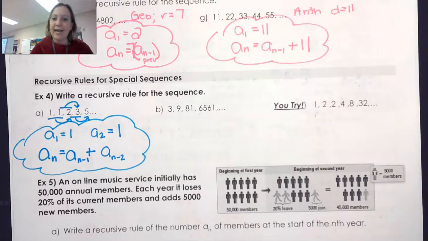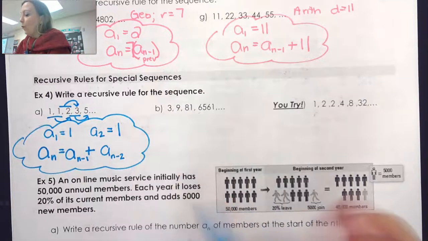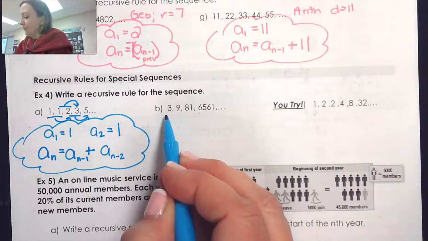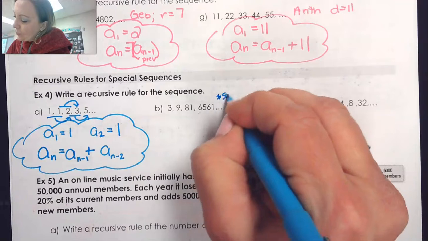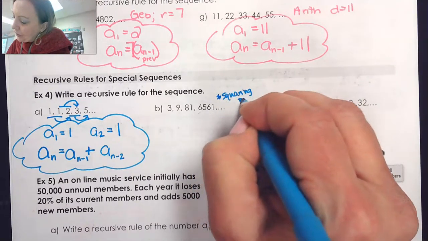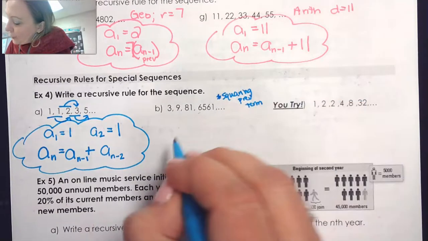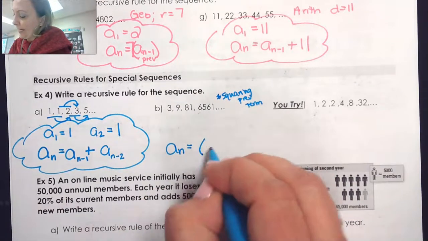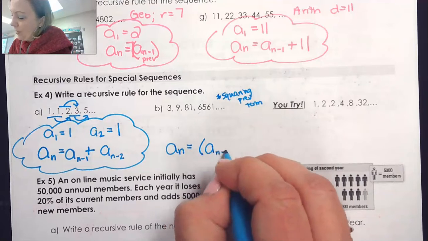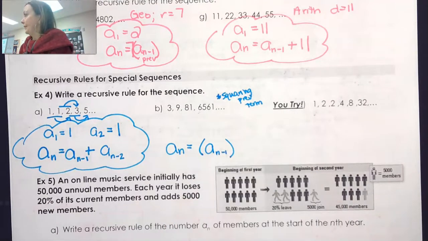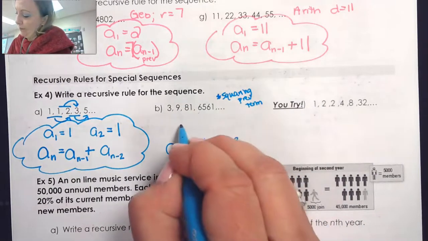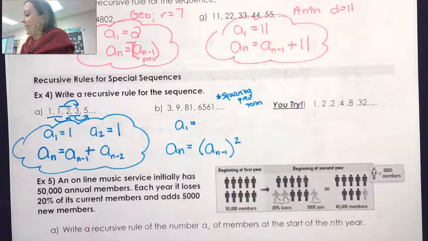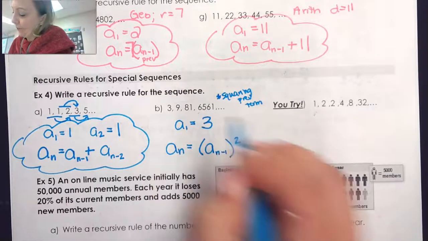So let's go back to that. Aren't we squaring the previous term? So what we see here is that we're squaring the previous term. To get my a sub n, I'm going to take the previous term, which is a sub n minus 1, and do what to it? Square it. That's the rule. What else, though, do I need to follow this rule? Where am I starting? A sub 1 equals 3. Okay.